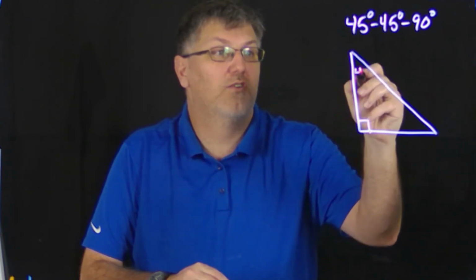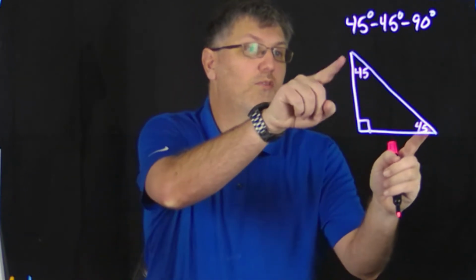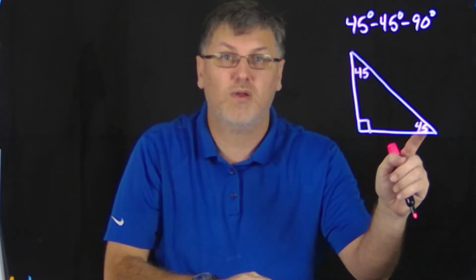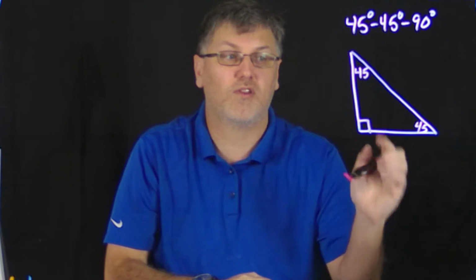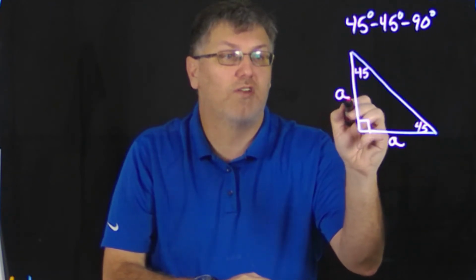And this angle right here is 45 degrees. This angle down here is 45 degrees. So both of these angles are the same. And the consequence of that, since these angles are the same, these sides directly opposite are going to be the same. So we're going to call this length A, and we're also going to call this length A.